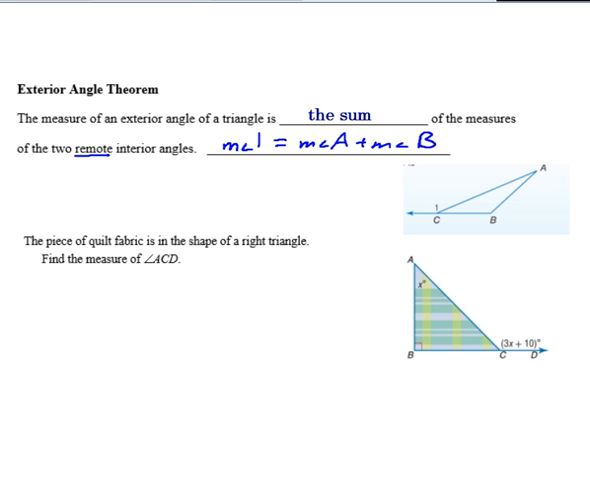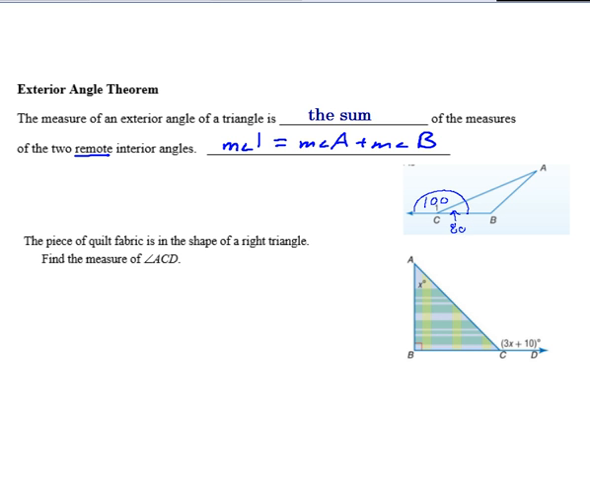So to give you a little example of what this might look like using this figure, if I told you that this angle right here was 100 degrees, these two angles here are a linear pair. So if this is 100 degrees, then this angle right here has to be 80 degrees, because linear pairs add up to 180.